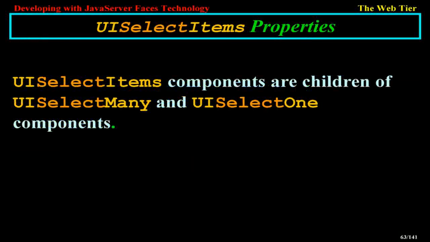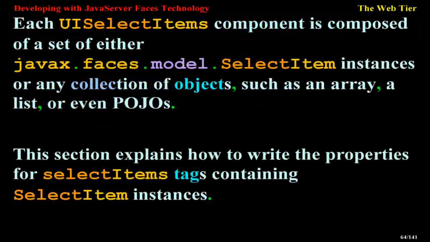SelectItems properties. SelectItems components are children of SelectMany and SelectOne components. Each SelectItems component is composed of a set of either javax.faces.model.SelectItem instances or any collection of objects, such as an array, a list, or even POJOs. This section explains how to write the properties for SelectItems tags containing SelectItem instances.